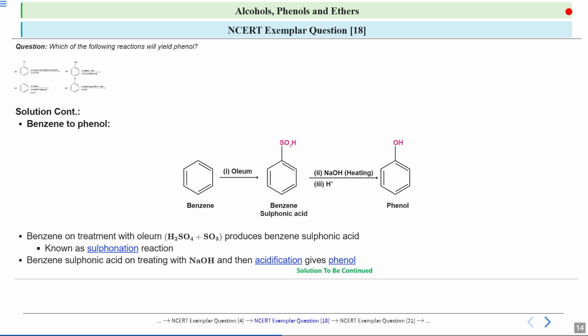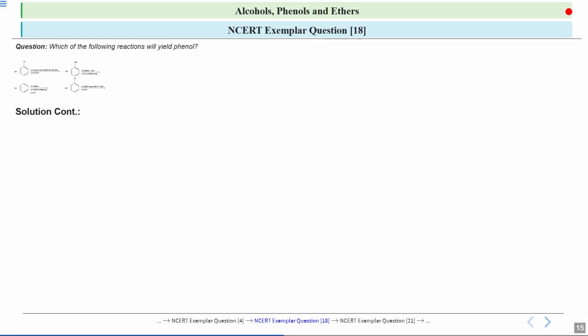So this option is also correct, that from benzene you're getting phenol. Now let us check the fourth option, and why it is incorrect. If you see the fourth option, here you have chlorobenzene. So when chlorobenzene is treated with NaOH, look at the reaction conditions. It is 298 Kelvin and 1 atm. And when you're further acidifying it, you see here there is no reaction.